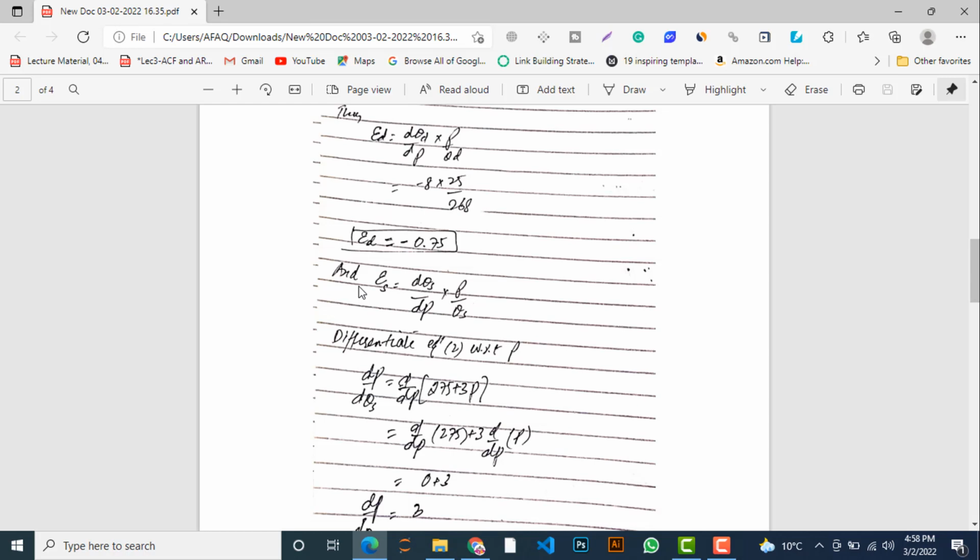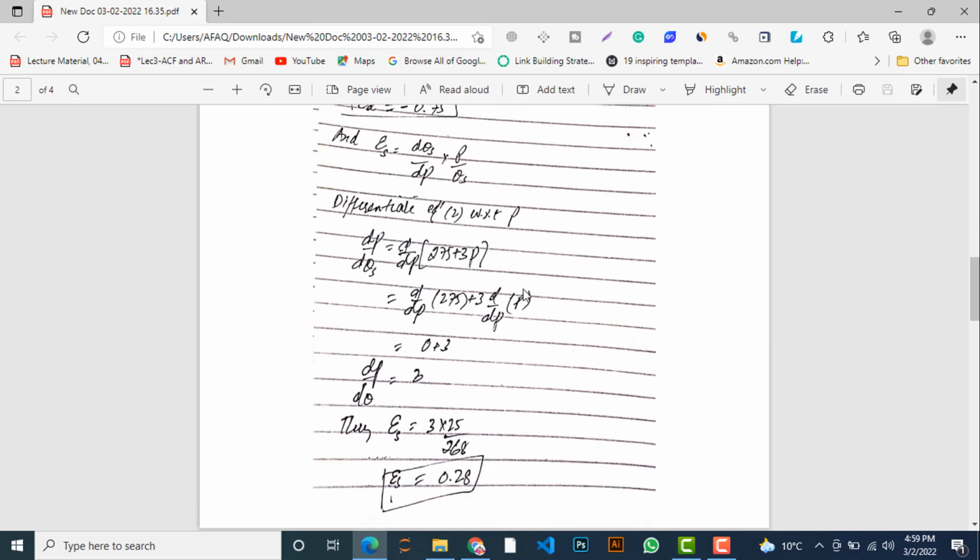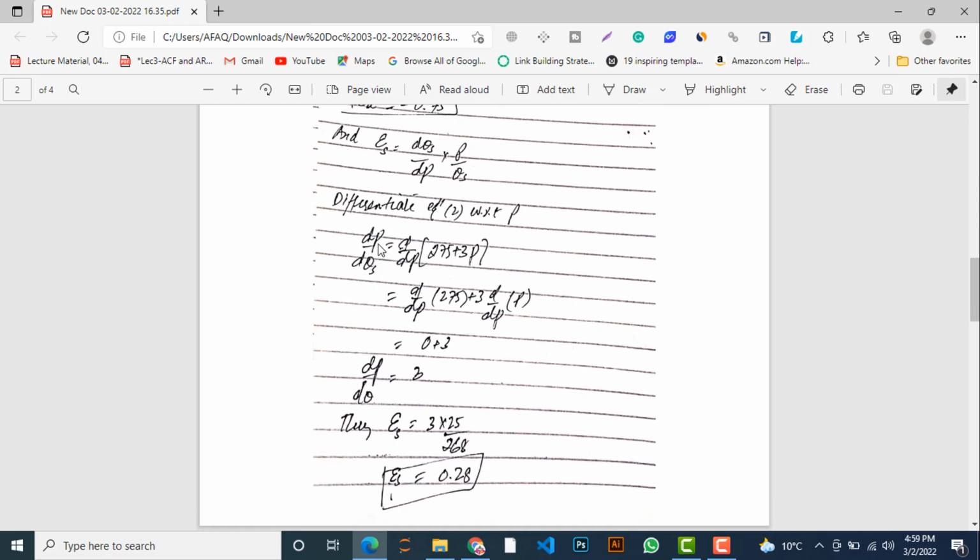Now we come to the second assignment of case number 1, calculating elasticity of supply. dQs over dP into P over Qs, we have P and we have Q. At equilibrium condition, both Qd and Qs are equal, so we use the same quantity, which is equal to 268. So now to find dQs over dP, we differentiate equation 2 with respect to P. Here is dQs over dP.